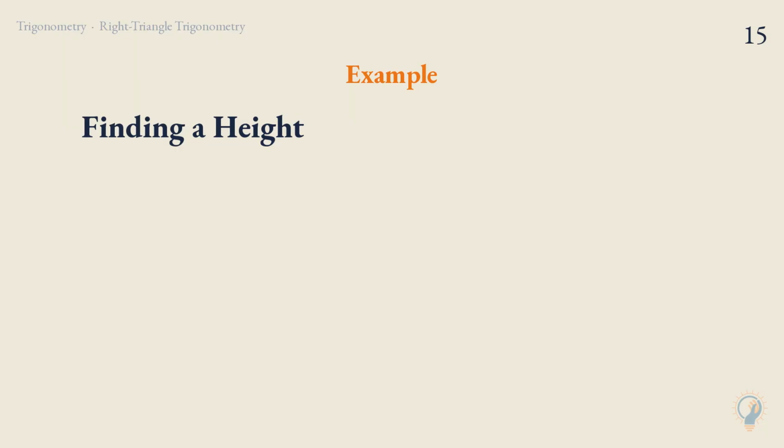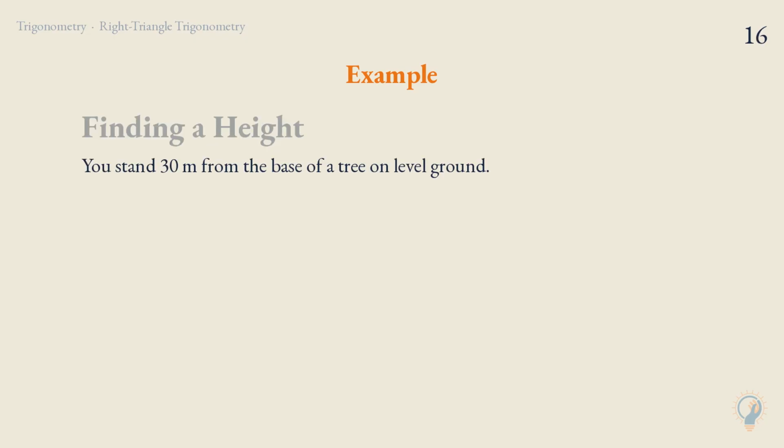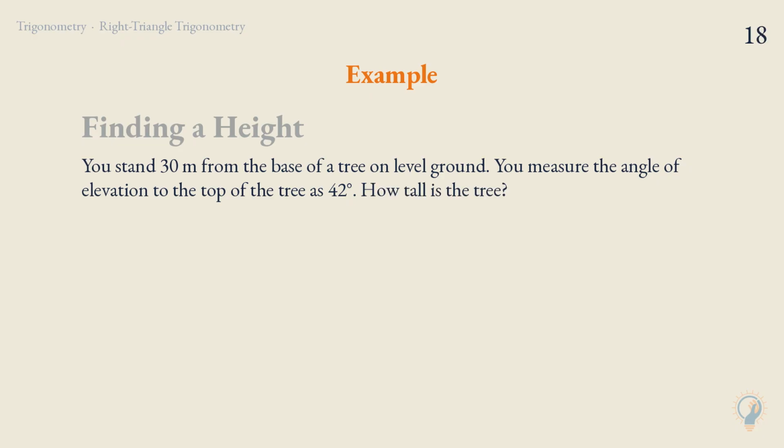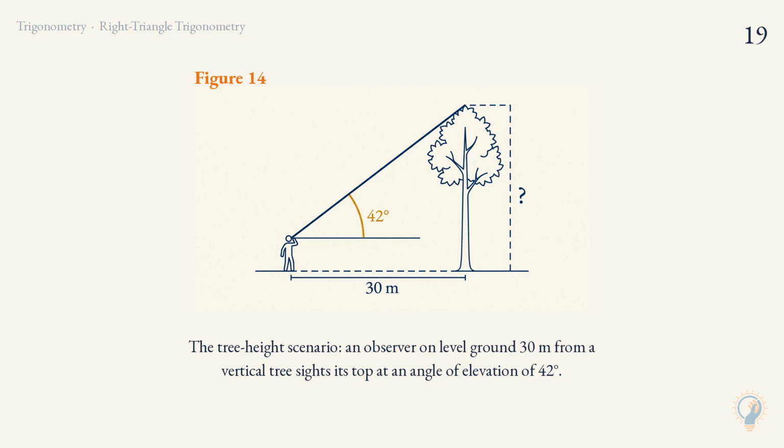Worked example: finding a height. You stand 30 meters from the base of a tree on level ground. You measure the angle of elevation to the top of the tree as 42 degrees. How tall is the tree? Figure 14. The tree height scenario.